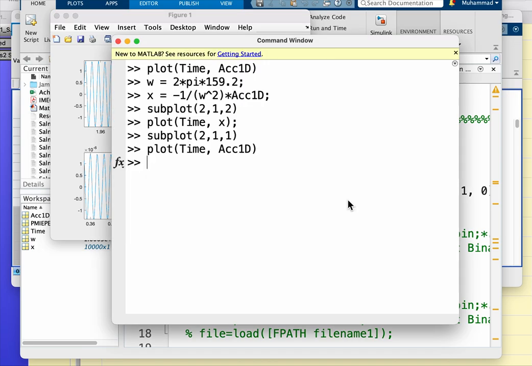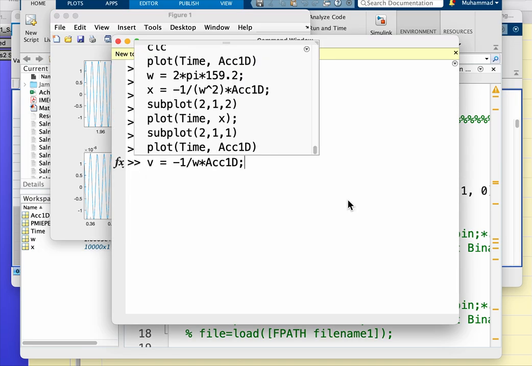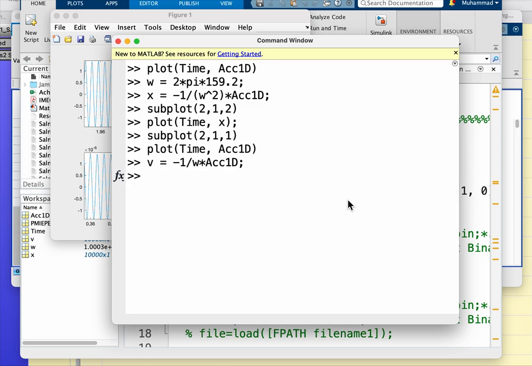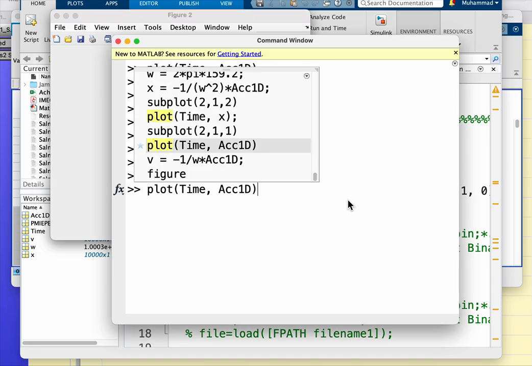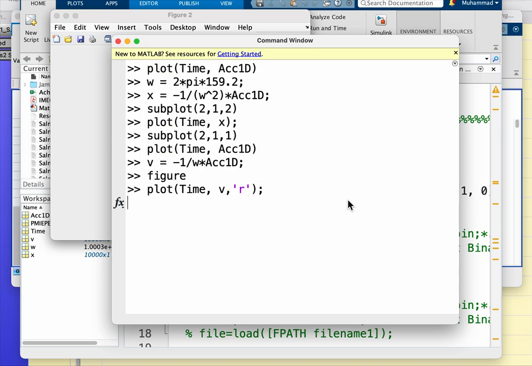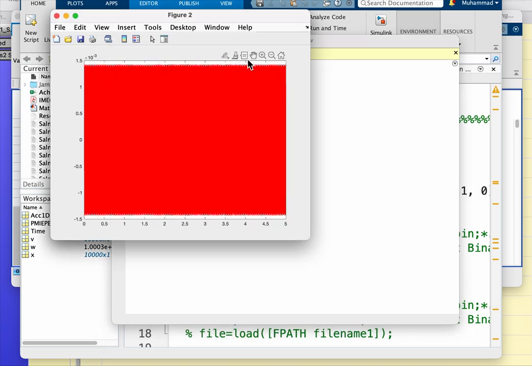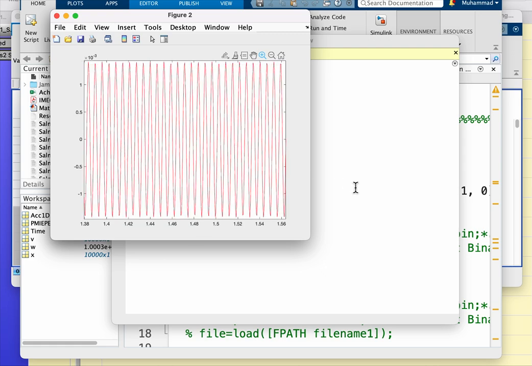Now if you want to go for the velocity, you can check for velocity. You have to divide by omega, the same data, and then you can make another figure here, plot time versus velocity. So this is how you do the velocity, which is about millimeters per second, like about 1 millimeter. That's how you complete your exercise.